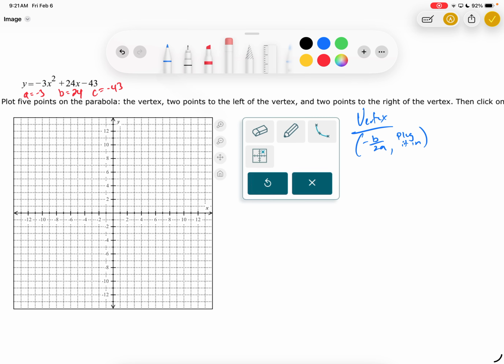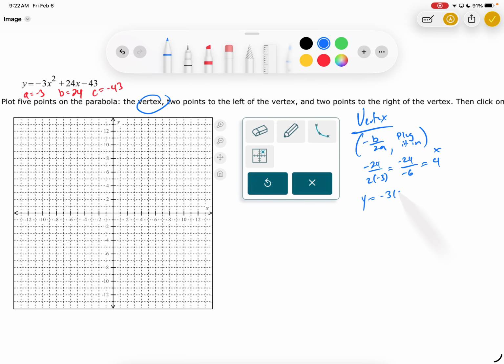So you want to start with that, and that's why I label those to start. The opposite of B, B is 24, so you do -24 divided by 2 times A. That's -24 over -6, which would be +4. That is my x value of the vertex, so now I want to take that and plug it in to figure out what my y is.